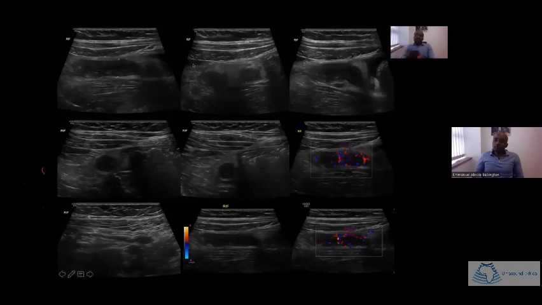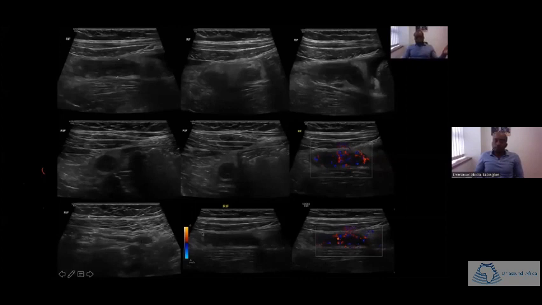So when you follow it down, you can follow the entire track, the entire route of the appendix along it. You can see the edema and some free fluid there. You can see the appendix and some edema around it, and that is hypervascular there. And the terminal ileum is just here.